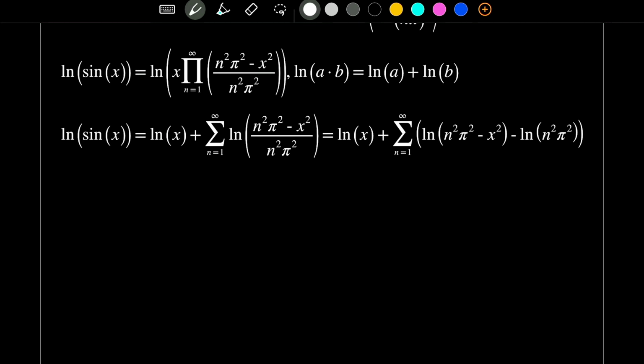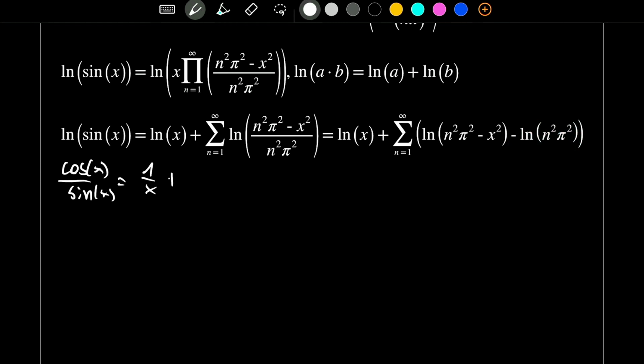So on the left hand side, we're just going to have 1 over sine of x, because that's the derivative of log of x, and then times the derivative of sine of x, which is of course cosine of x. So using the chain rule there. So we're going to get cosine of x divided by sine of x is equal to, and now we're going to take the derivative of log of x, which is 1 over x. And next up, we have to take the derivative of each term separately. But notice that, of course, this here is constant all the time.